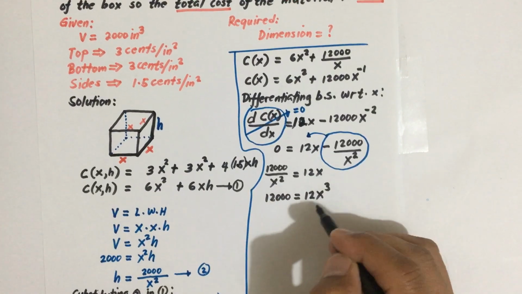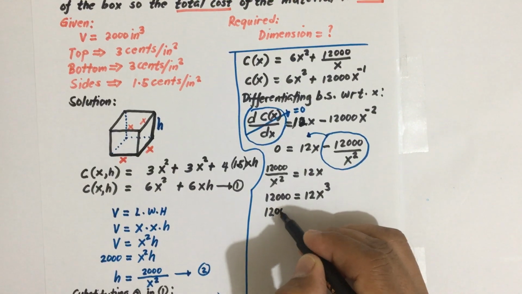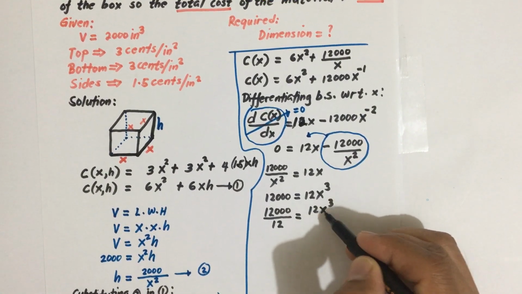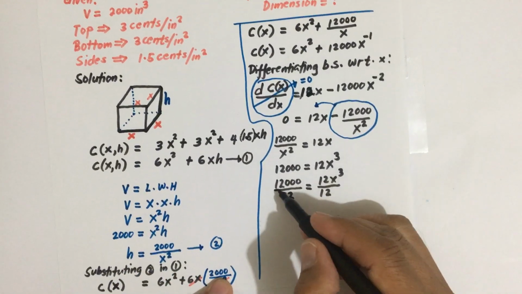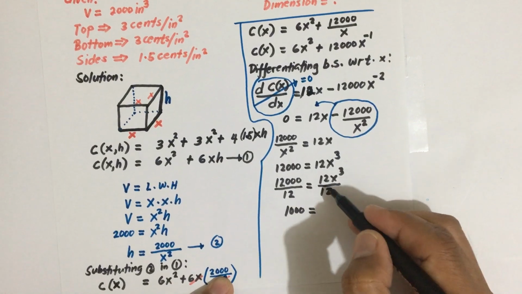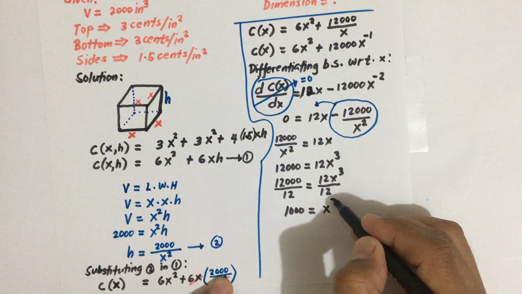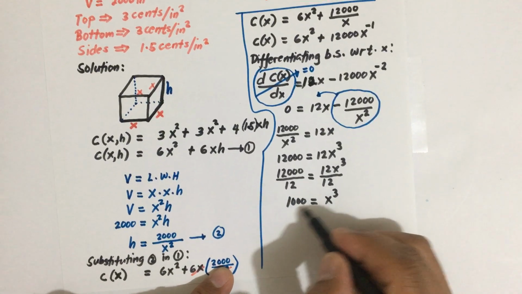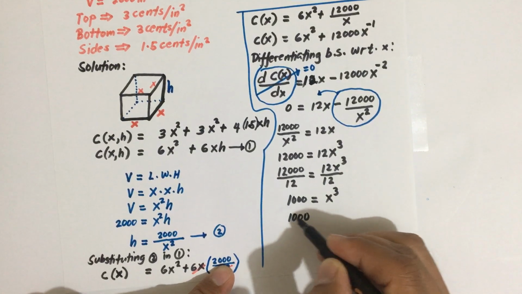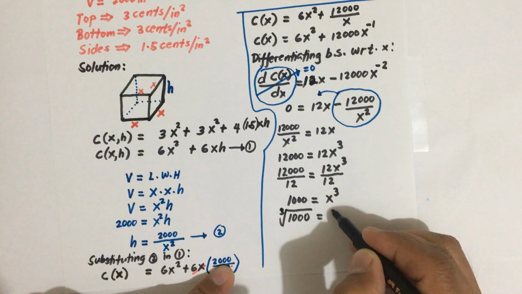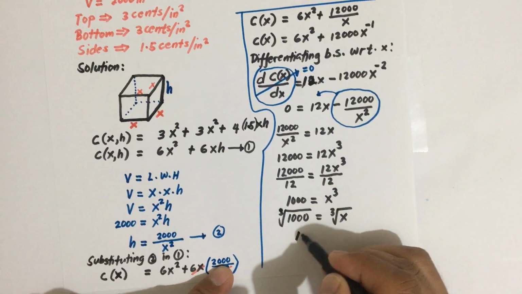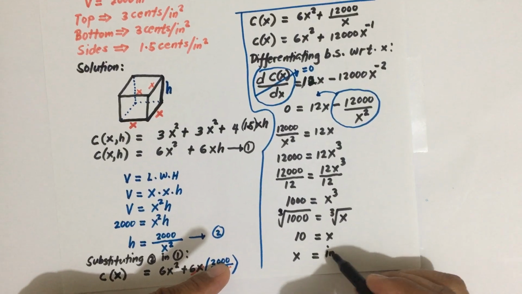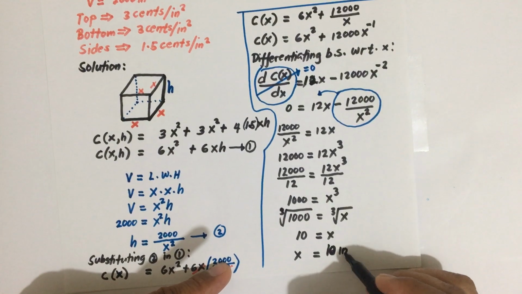Now if we are going to solve for x, first we need to divide both sides by 12. So 12,000 divided by 12 is 1,000, equal to 12x cubed divided by 12, which is x cubed. To solve for x, you just take the cube root on both sides, so the cube root of 1,000 and the cube root of x cubed. So we have 10 equal to x. Therefore x is equal to 10 inches.